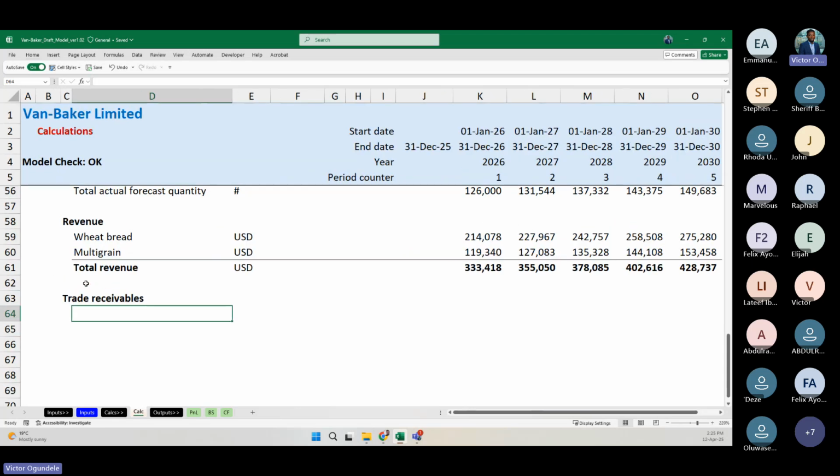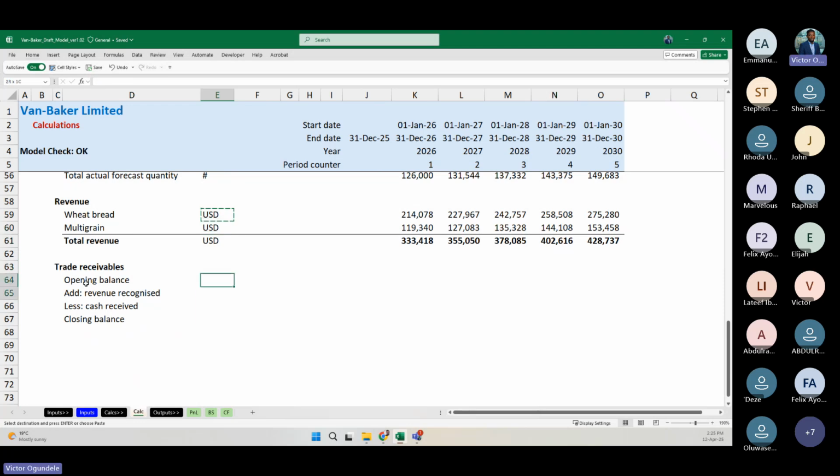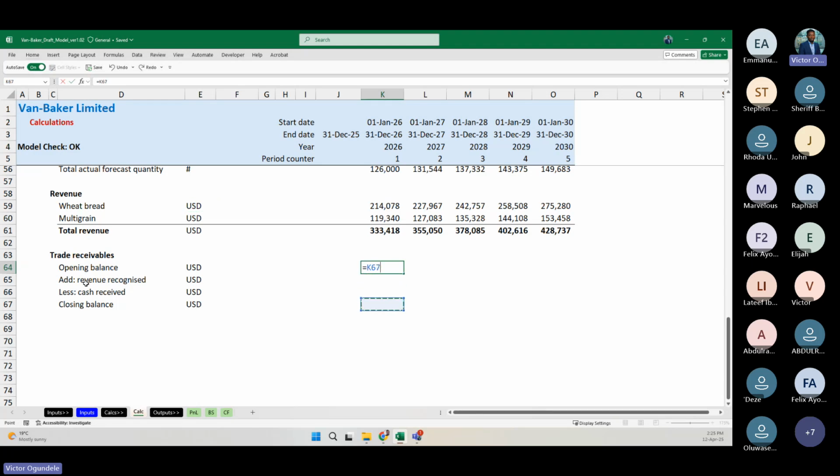So let's create our trade receivable schedule. I'll call this the opening balance for trade receivable. Then we are adding our revenue, which we call revenue recognized. Then we are deducting the cash received. Then we have our closing balance, which will go straight into our balance sheet. Remember, we discussed schedules in financial modeling: every line item in your balance sheet requires a schedule. My beginning balance will always be the closing balance of the previous period. So my closing balance is the opening balance plus revenue recognized less cash received. Drag that across.